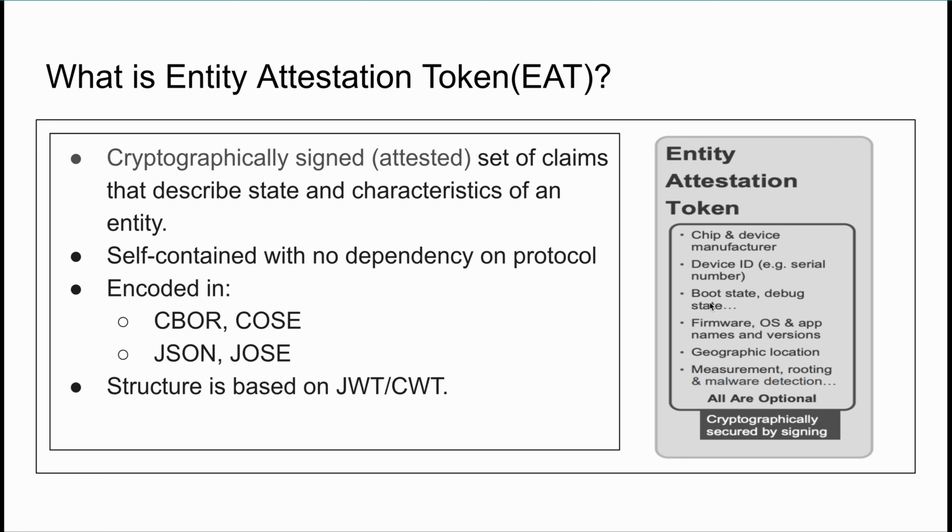On the right side of the diagram, you see an Entity Attestation Token. All these separate lines are examples of a device claim, that is, a piece of information about the device, like the device ID, the serial number of the device, and a nonce can also be passed. All these are claims of the device. They are cryptographically secured by signing with the device's private key, and the token that gets generated via that process is called the EAT, Entity Attestation Token.